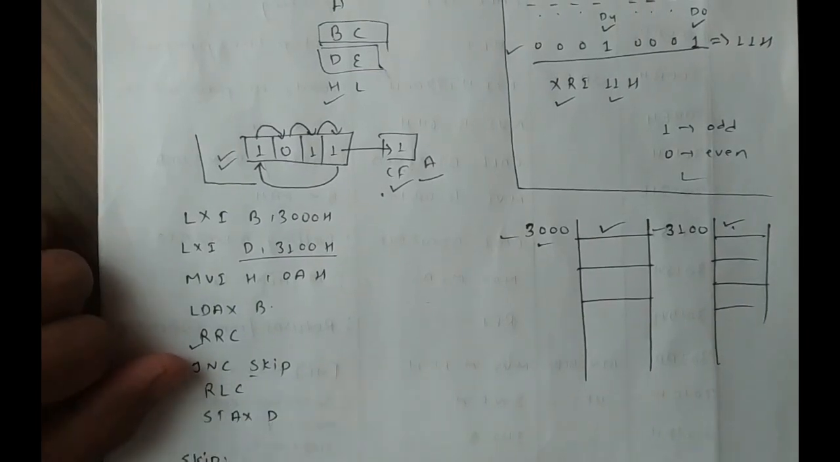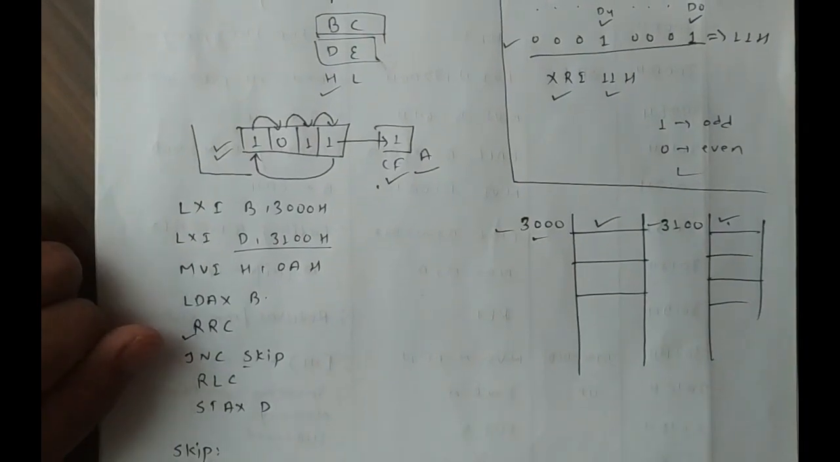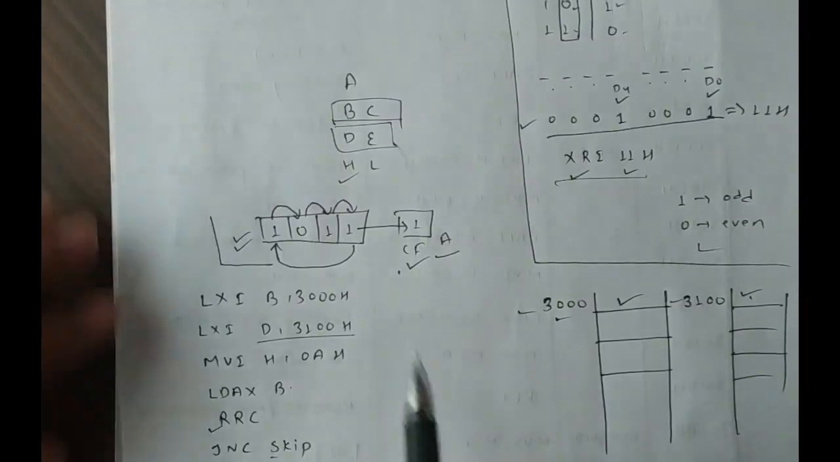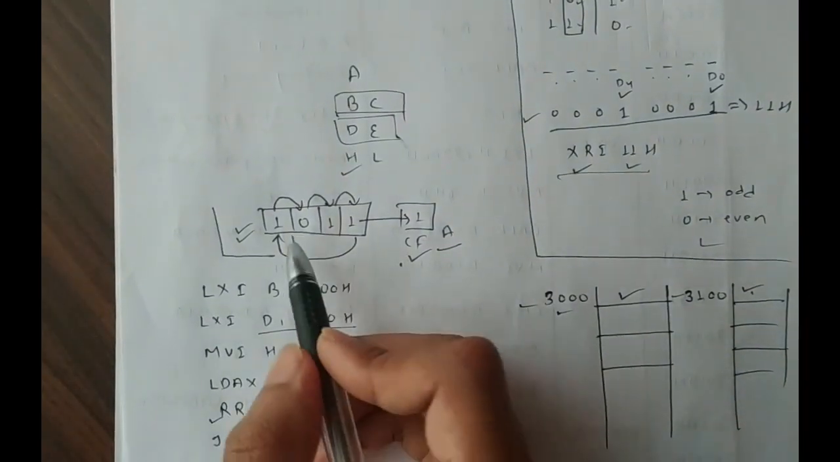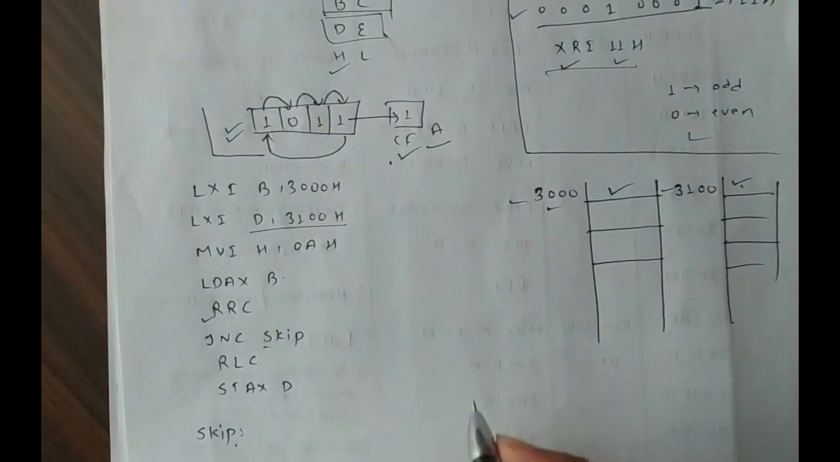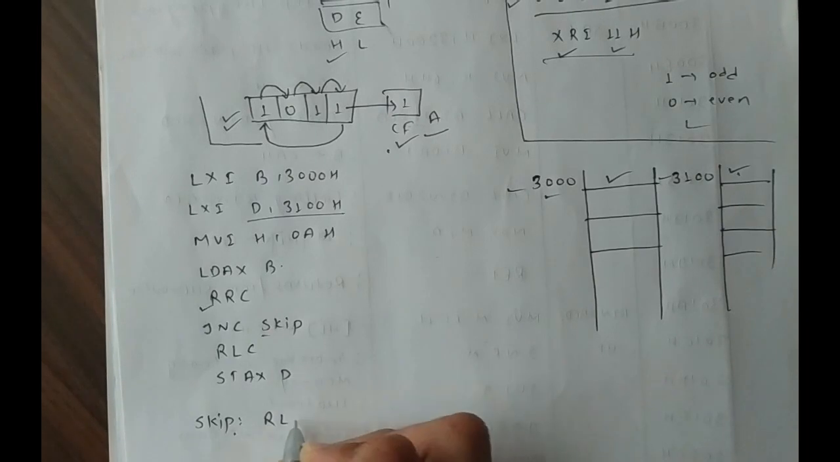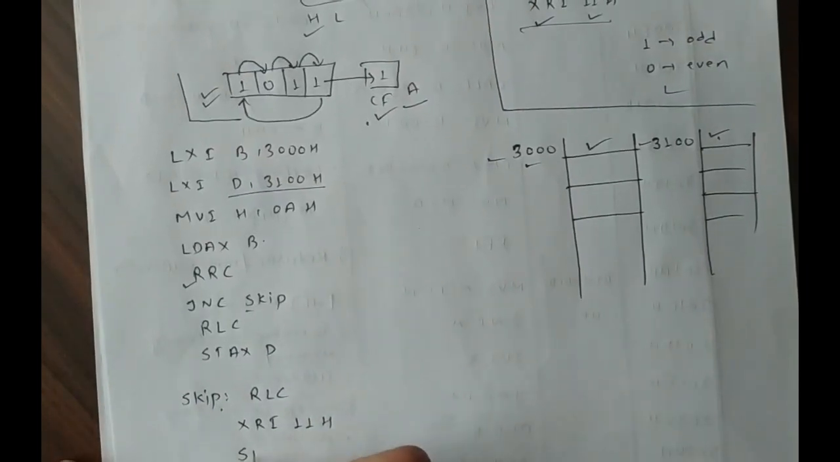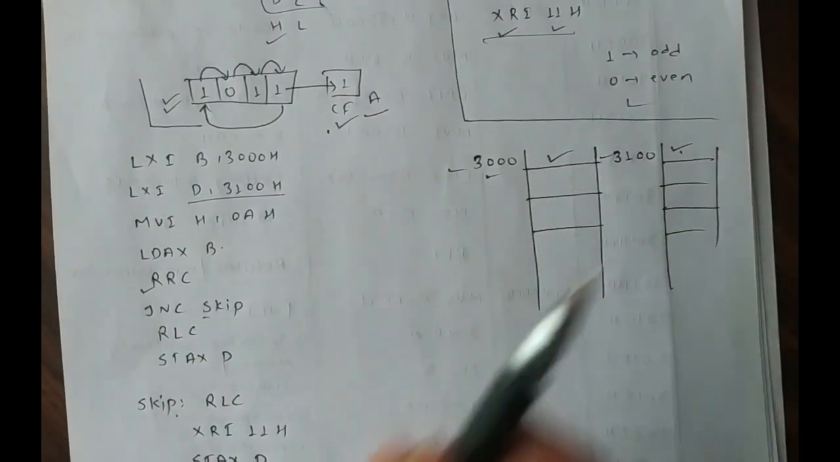Now when there is no carry, our program flow will come here. Now if there is no carry, that is if the number is even, we have to modify the number by using XRI 11H. But I have already said the RRC will change this number, so again we have to reverse it before doing XOR. For that we have RLC. Now we have to perform XOR, that is XRI, I means immediate data, that is 11H. Now we have to store, STAX D. Now the number is stored here.